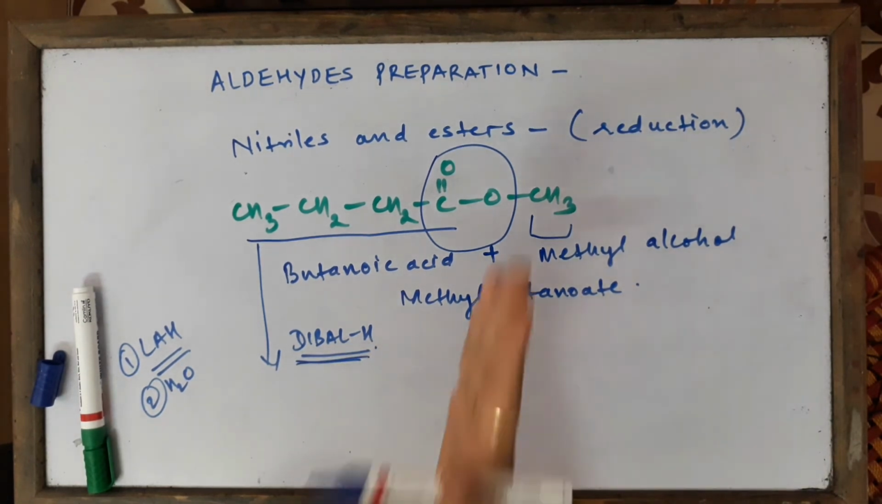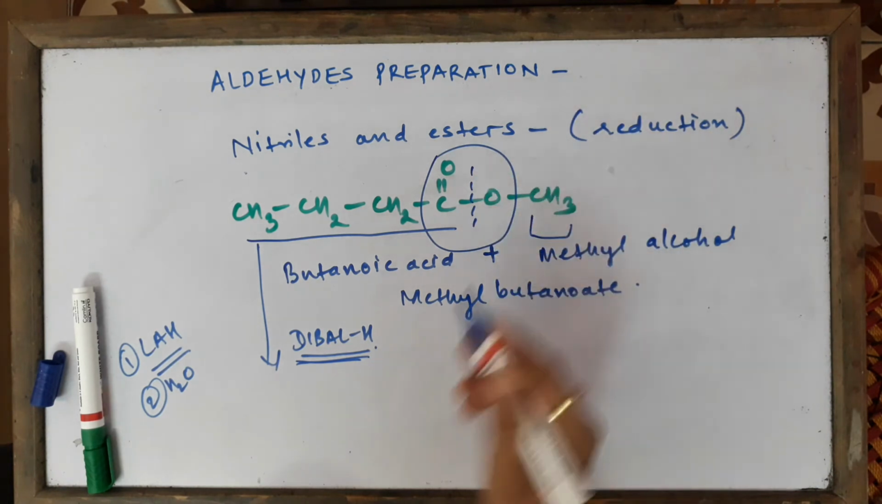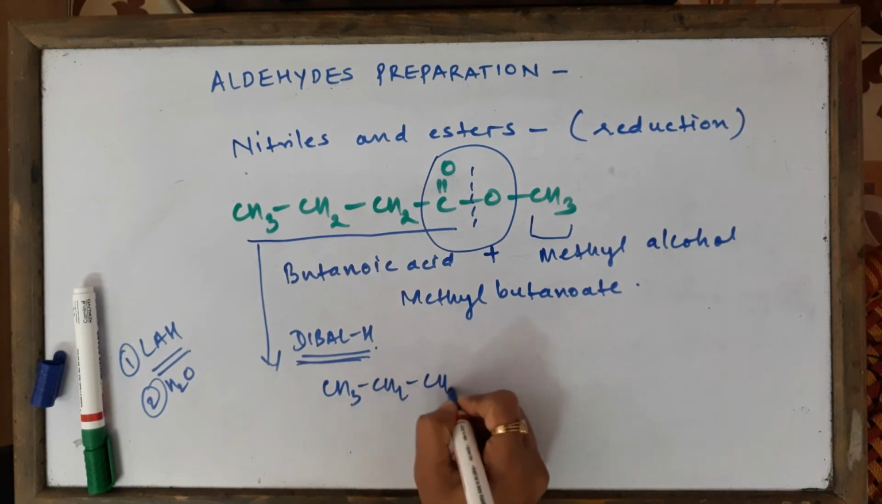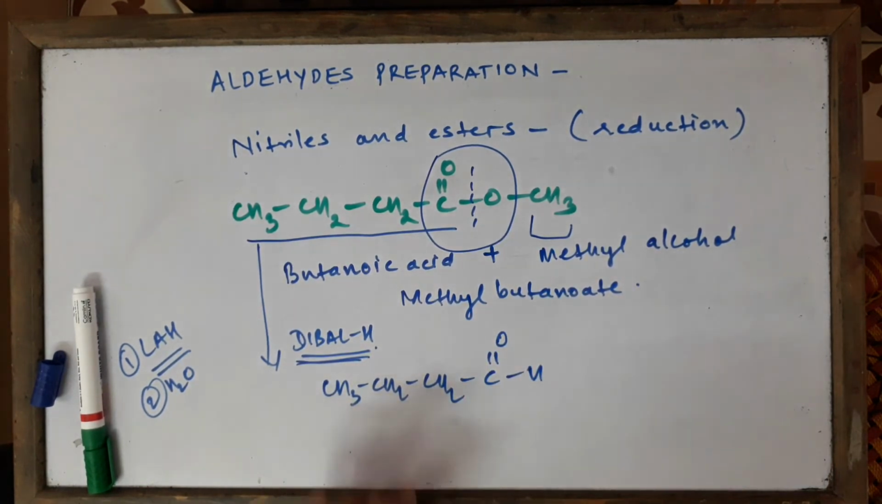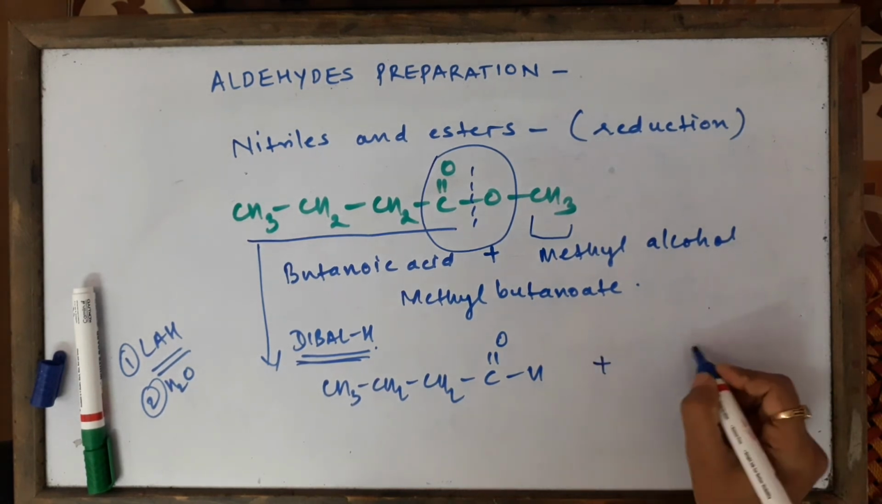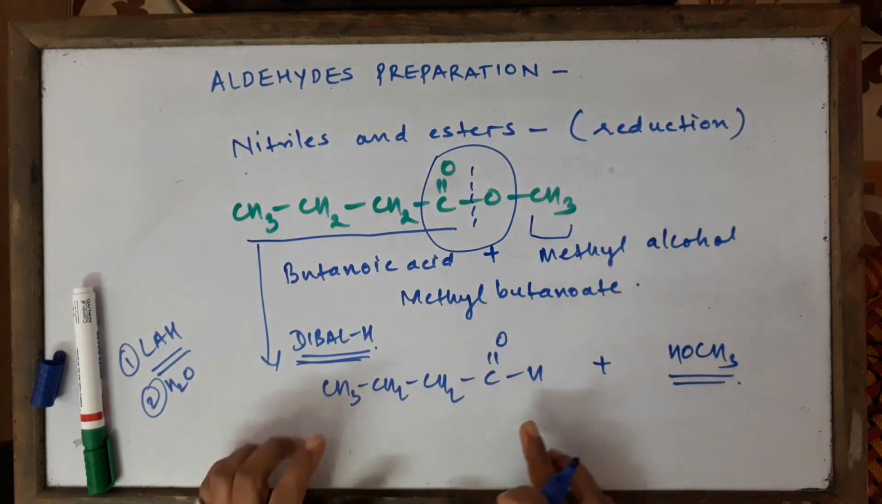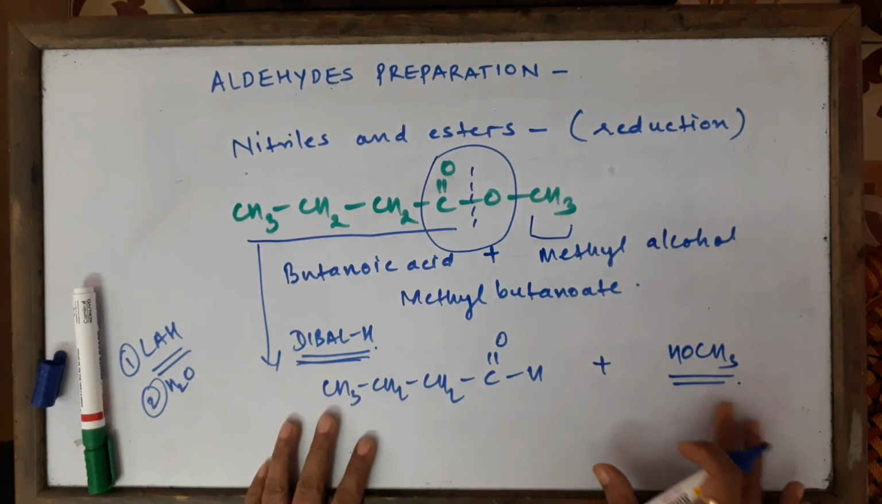So what will it do? It will stop the reaction at the stage number 1. Look at this. I'm going to break the bond like this, and we are going to get CH3, CH2, CH2, C double bond O. You know, look at this. So we get this, and plus CH3OH. That's the end of the reaction. So we get aldehydes. Very happily we are getting aldehydes, and we get alcohol.